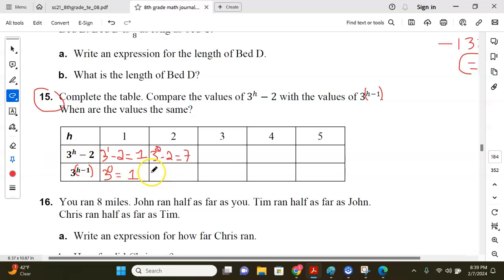All right, for the second one, you have 3 raised to the 2 minus 1. Well, before you do that, you have to simplify the power first. 2 minus 1 is 1, and 3 to the first power is going to equal 3. So that is the difference right there. So when h is equal to 2, for the first expression you have output equal to 7. And when h is equal to 2, for the second expression you have the output equal to 3. All right, and that's my 15 minutes up.